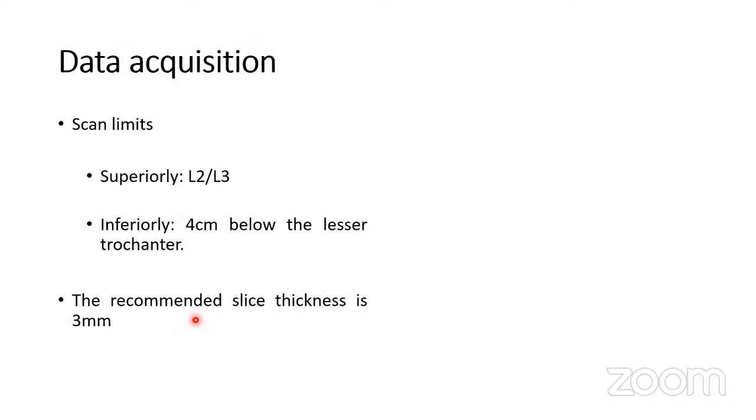Next, coming on to the data acquisition with CT, we acquire the CT scans from the L2-L3 junction superiorly to 4 centimeters below the lesser trochanter inferiorly, with a slice thickness of approximately 3 mm.